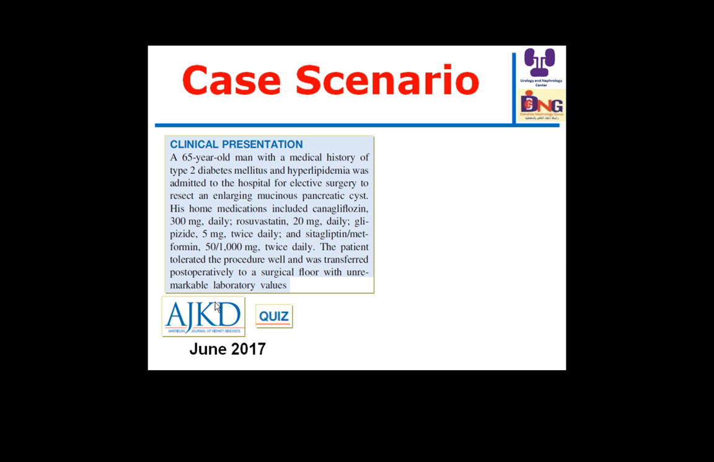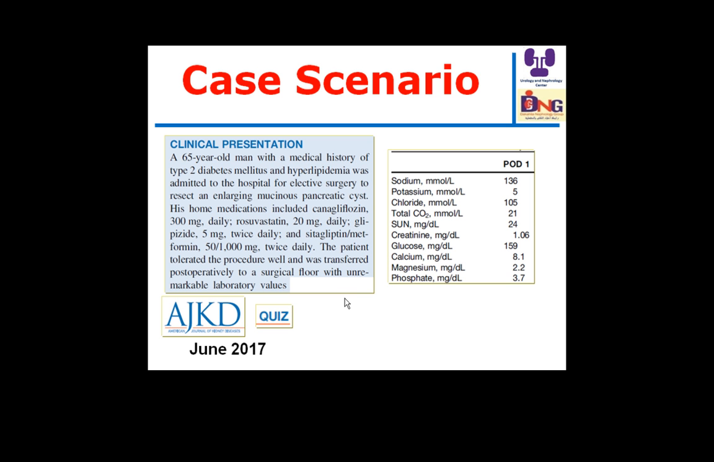This is a very interesting case that was published in June 2017 in the journal of American kidney disease. A 65-year-old man with a medical history of type 2 diabetes and hyperlipidemia was admitted to the hospital for elective surgery to resect an enlarged mucinous pancreatic cyst. His home medications included canagliflozin 300, rosuvastatin, and other drugs. The patient tolerated the procedure well and was transferred post-operatively to the surgical floor with unremarkable laboratory values. Once he was admitted, all oral medications were discontinued, and these were his results.